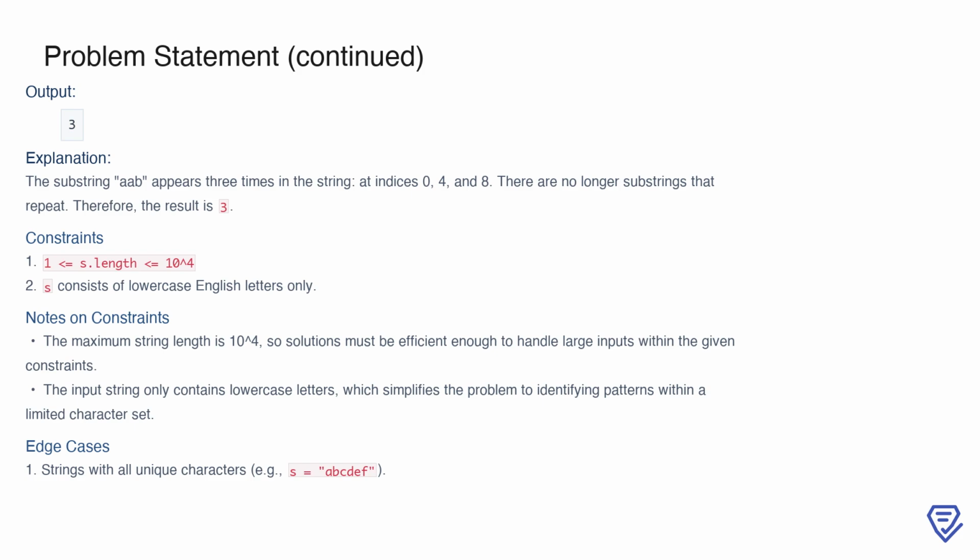Looking at the constraints, the length of the string is capped at 10⁻⁴, meaning our solution must be efficient enough to process very large inputs. Additionally, since the string consists solely of lowercase English letters, we are working with a limited character set, which simplifies pattern detection. Keep these constraints in mind when designing an algorithm.